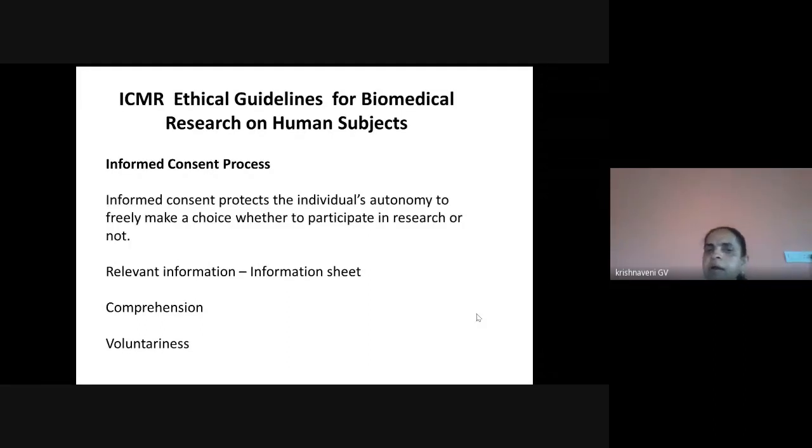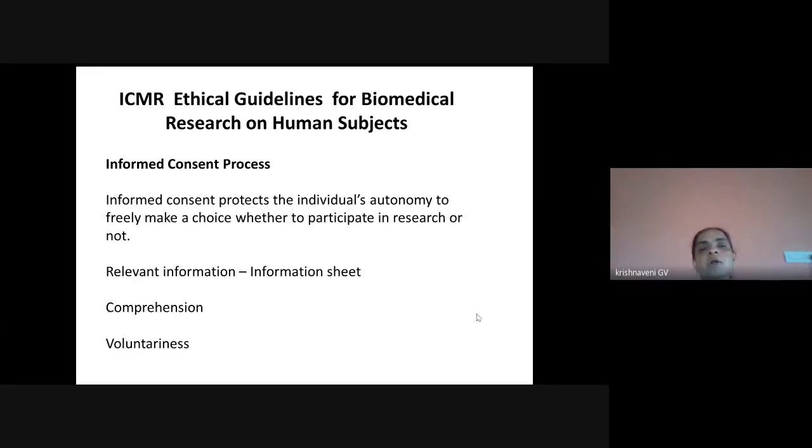Now, most of the ethical guidelines mandate that the consent should be written. That means the participant should sign the consent form saying that they agree to participate. But for some research, like clinical trials, drug trials, where you test new drugs on human participants, you actually have to videotape the consenting process to show to the authorities that you have provided all the information to the participant.